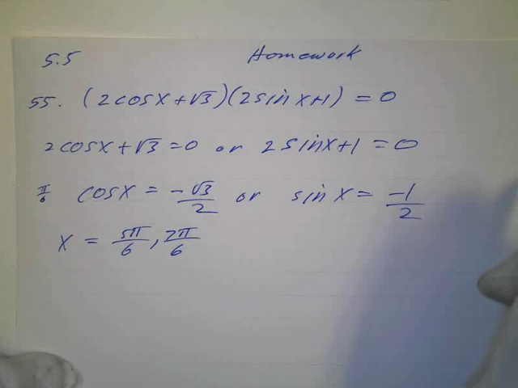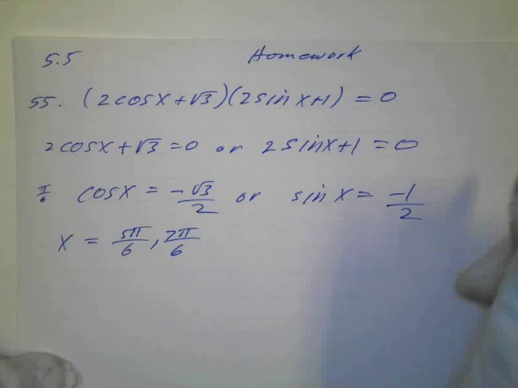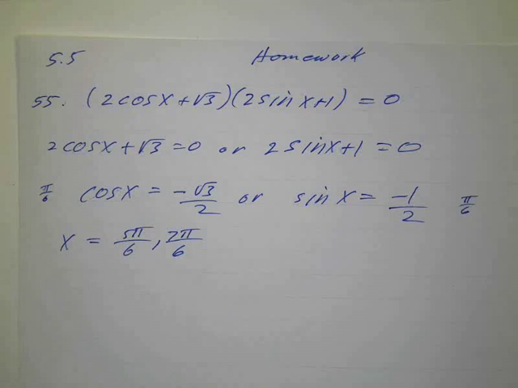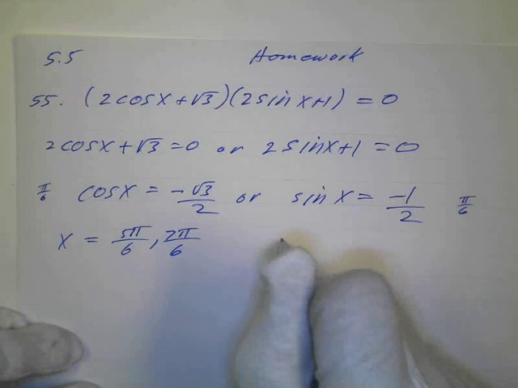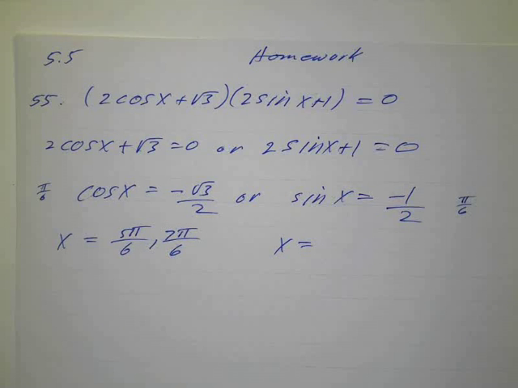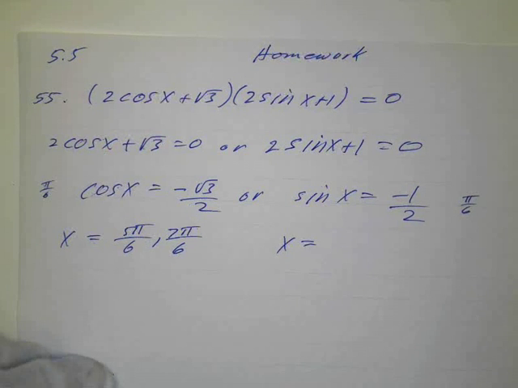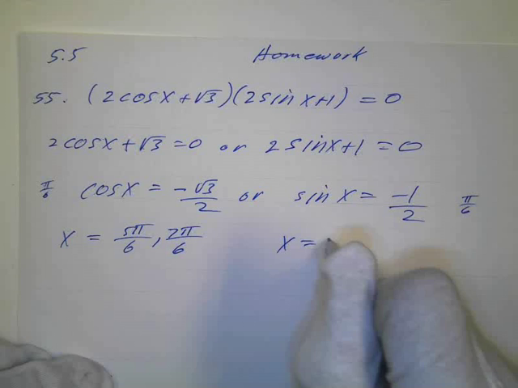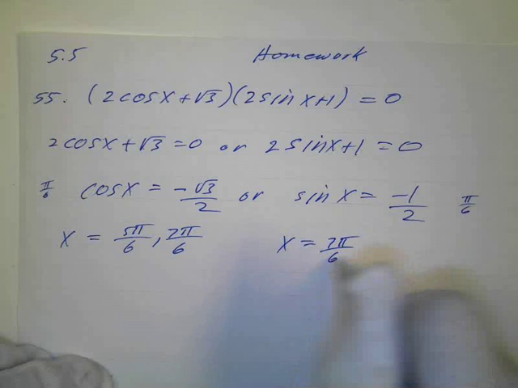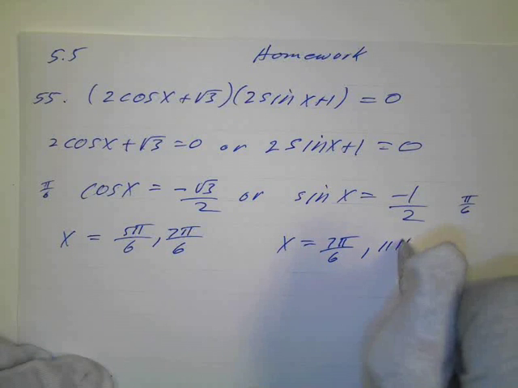Okay, the sine of x equals negative 1/2. So that's pi over 6, isn't it? Sure is. Sine of pi over 6 is 1/2, but we're going to be in which quadrant? Well, sine is positive in the first and second quadrant, so we're going to be in the third and fourth quadrant. So the third quadrant is 7 pi over 6 and 11 pi over 6.